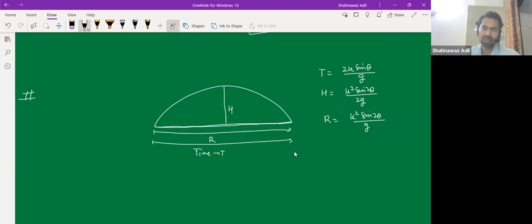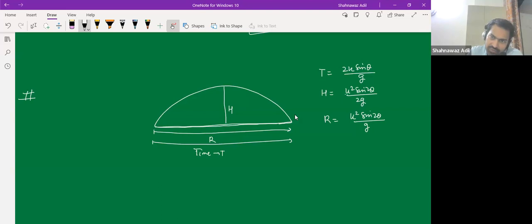Let's say that you guys are playing cricket and you threw a ball. You want the ball to go the furthest distance, right? In that case, what would be maximum? If you want to throw the object to the furthest distance, what are you maximizing? Which thing do you want to be maximum? Height or range?